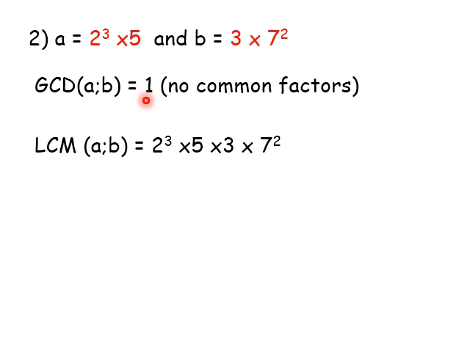How to find the LCM in each case? I have to multiply all the factors by each other, so I have to write 2 cubed times 5 times 3 times 7 squared. Okay, now let's solve them. 2 cubed equals 8 times 5 times 3 times 7 squared equals 49. If we multiply these factors by each other, we will get 5880, which is the least common multiple of A and B.